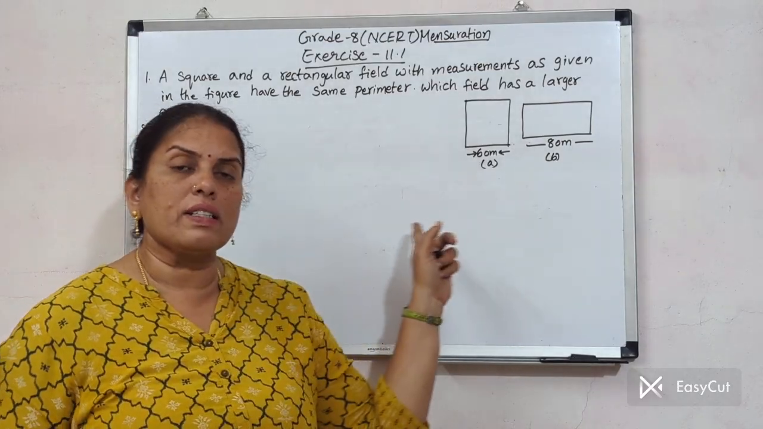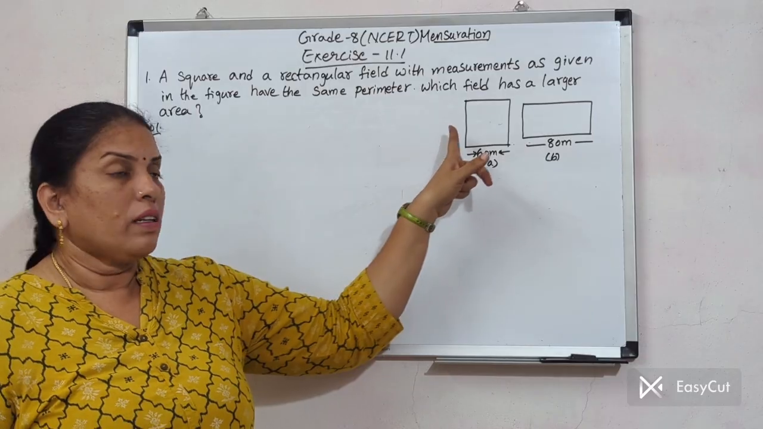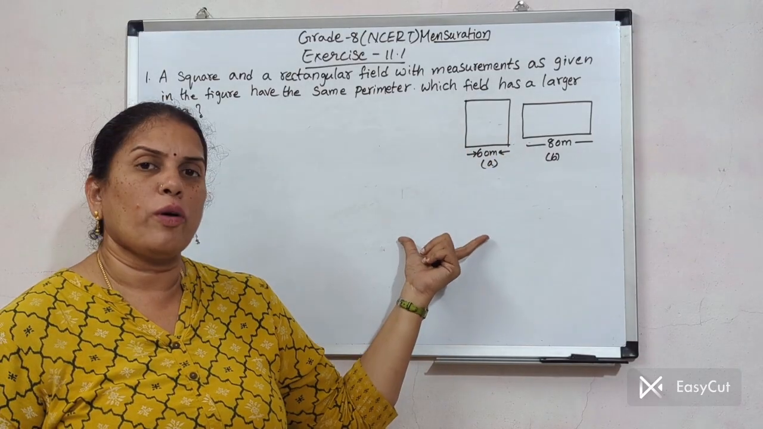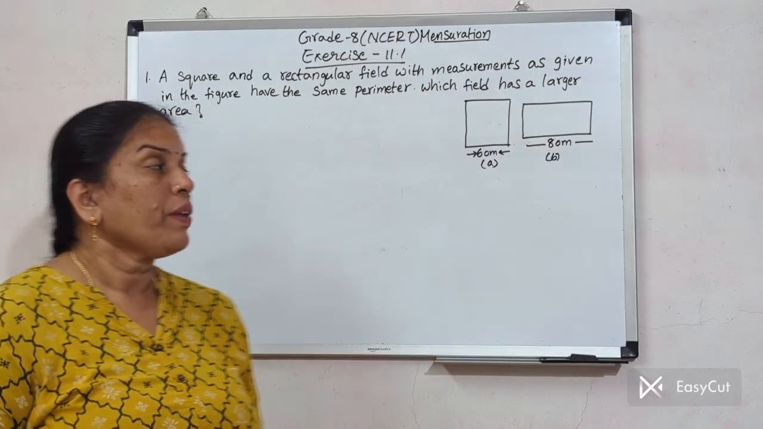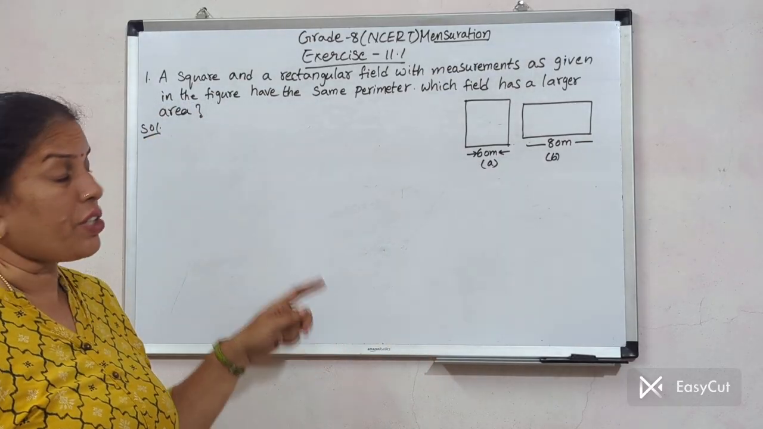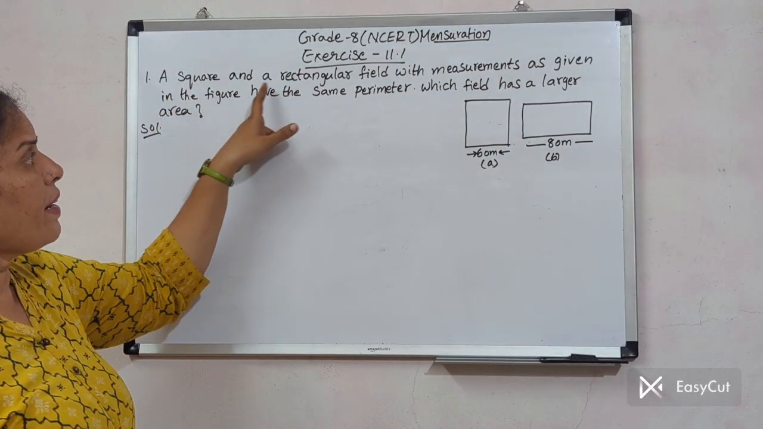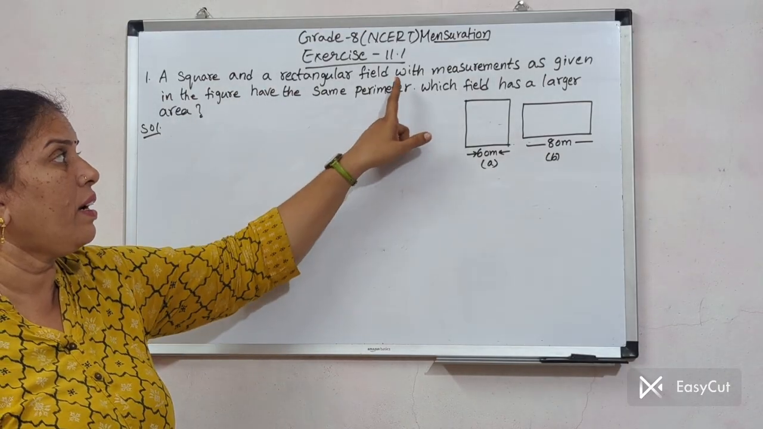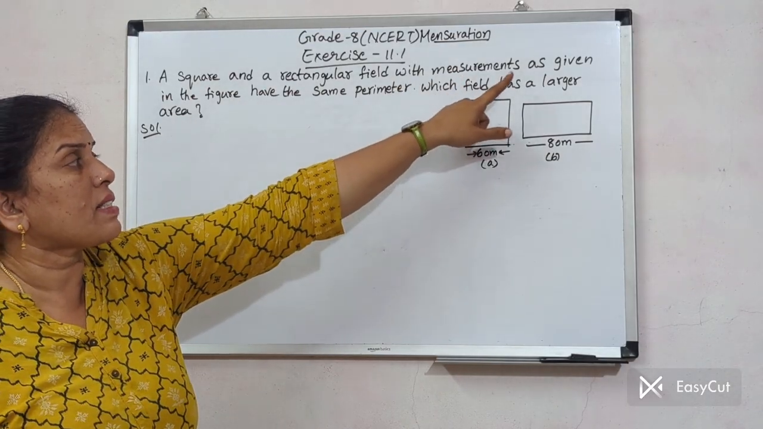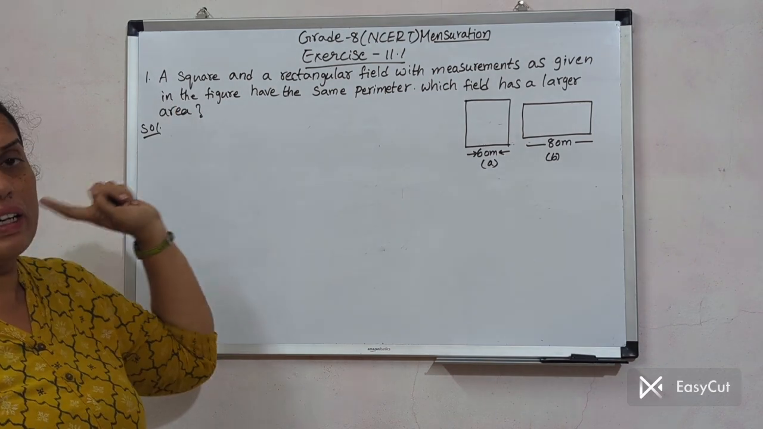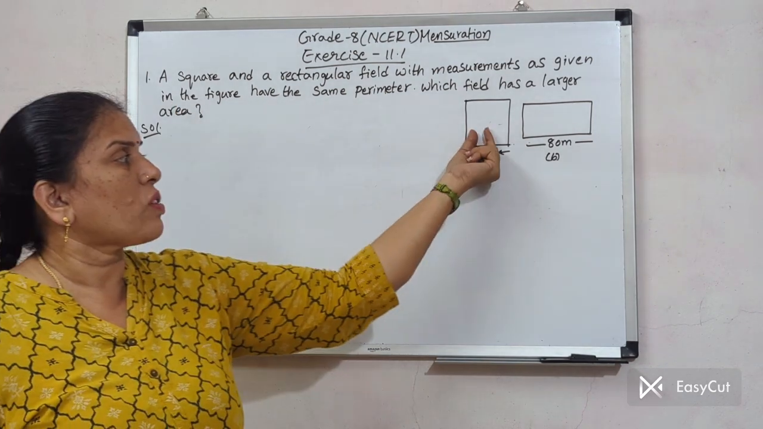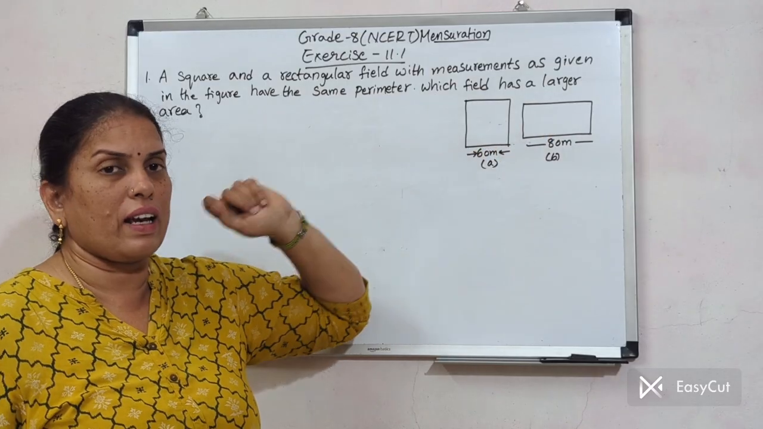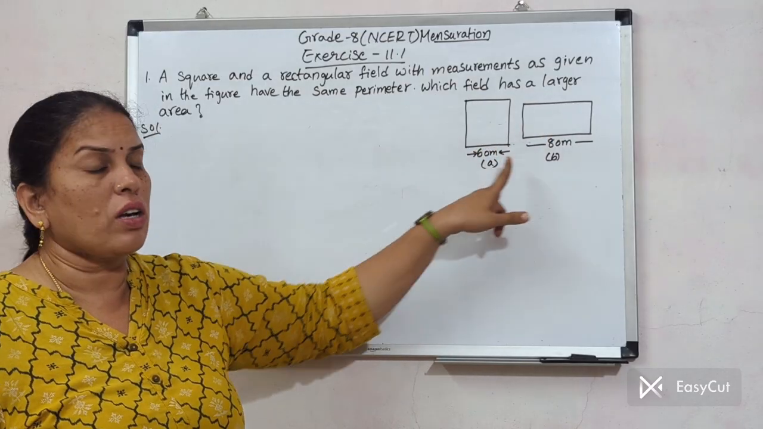Why did I recall all these formulas? Now we are going to do the questions, and in these questions you will use these formulas. What is the question? A square and a rectangular field with measurements as given in the figure. This is a square field and this is a rectangular field, and the measurements are also given.